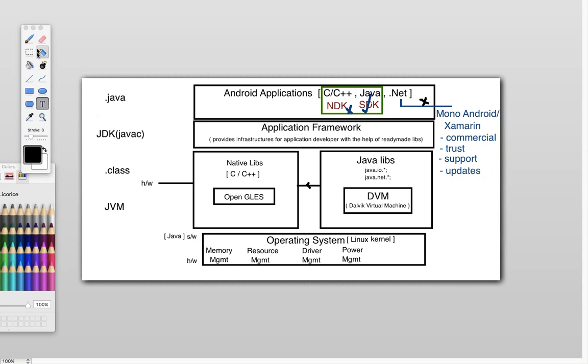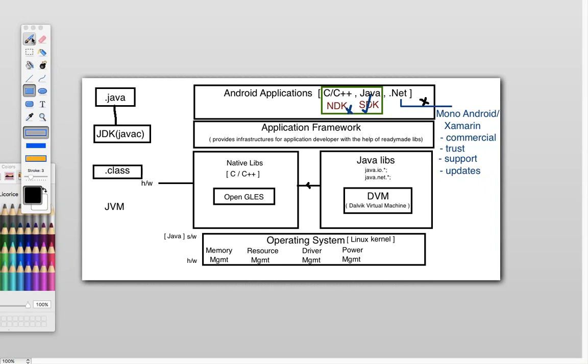Here also we are writing the code using the Java programming language only. Next, we'll submit the Java code to the JDK, to the Java compiler. The JDK is going to compile your Java code and it is going to produce a .class file. It is the same process up to this point. Next, this Java bytecode we will not submit to the JVM. This JVM is replaced with a DVM. We'll submit the .class file to the DVM.